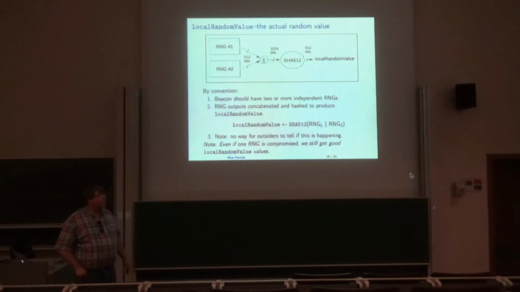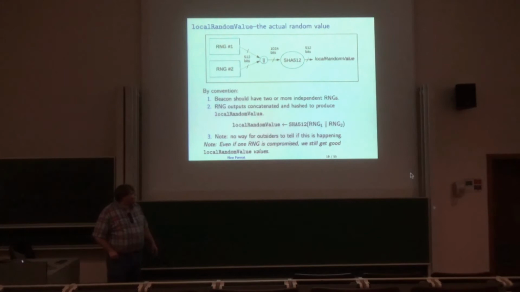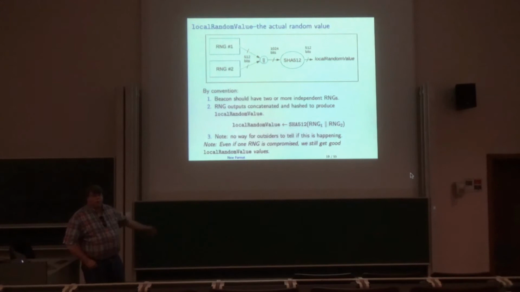In our case, I'll talk about exactly how we're doing it, but an important idea here is that if one of the RNGs fails somehow, then we still get good randomness out of this. And there should be no observable difference. If you let your worst enemy choose one of the RNGs, they still won't be able to do anything to you. Okay, you can kind of see why that should be.